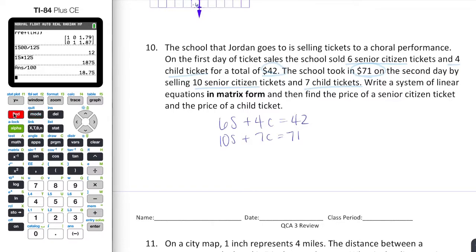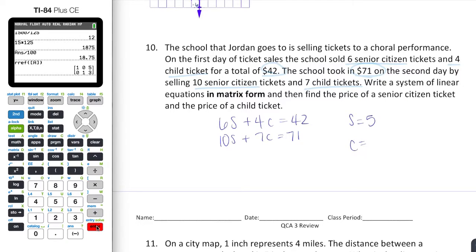We're going to go out of this, go back into the matrix, math. Again, we're going all the way down to RREF. Click enter. And we're going to go back into the matrix menu. We're going to choose matrix A. And then there we go. So that number on top is our S. So S equals 5 and C equals 3.